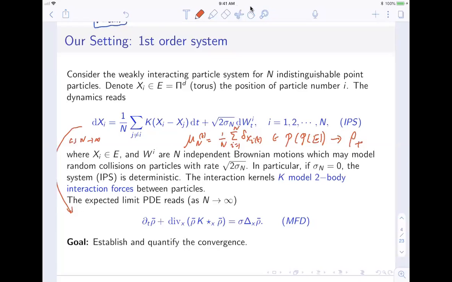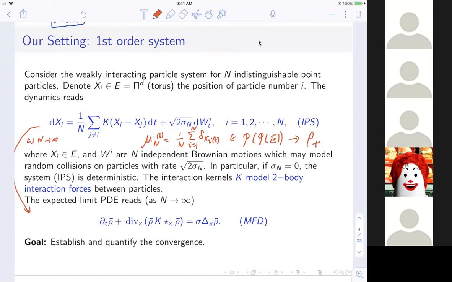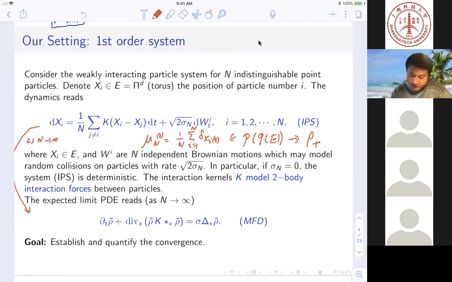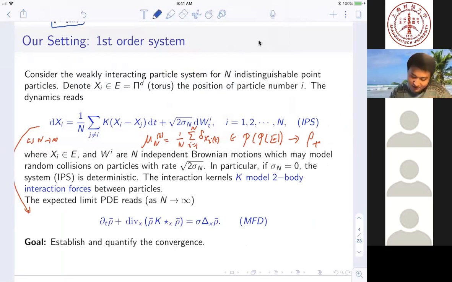Question: this empirical measure is random, so it converges to this rho in what sense? Yeah, that's a good question. Let me rewrite this, this is kind of cheating. This is actually a Dirac of rho t. You can think of this as a Dirac in the probability space. So this convergence is convergence in law.